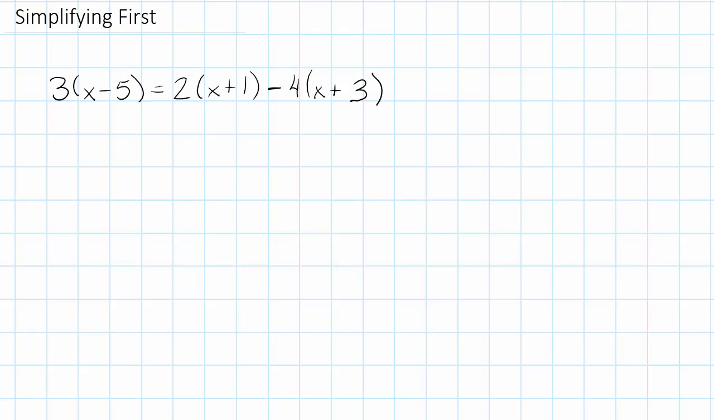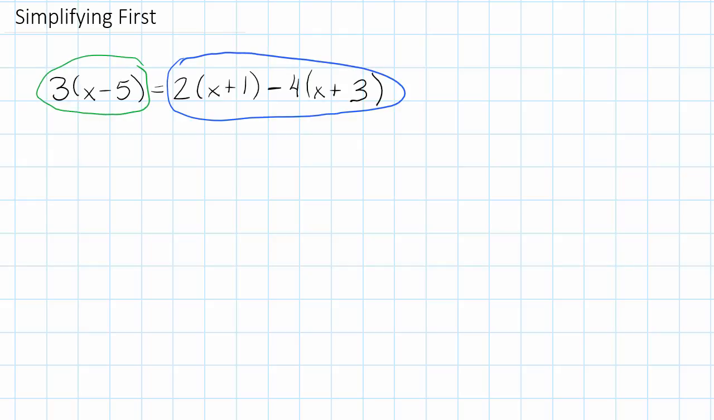The two expressions in my equation here, this one and this one, are not fully simplified. The way I'm going to approach an equation like this is to simplify each expression first. Now, I could simplify them both at the same time, just carrying along the equals sign between them, but I can also simplify them separately.